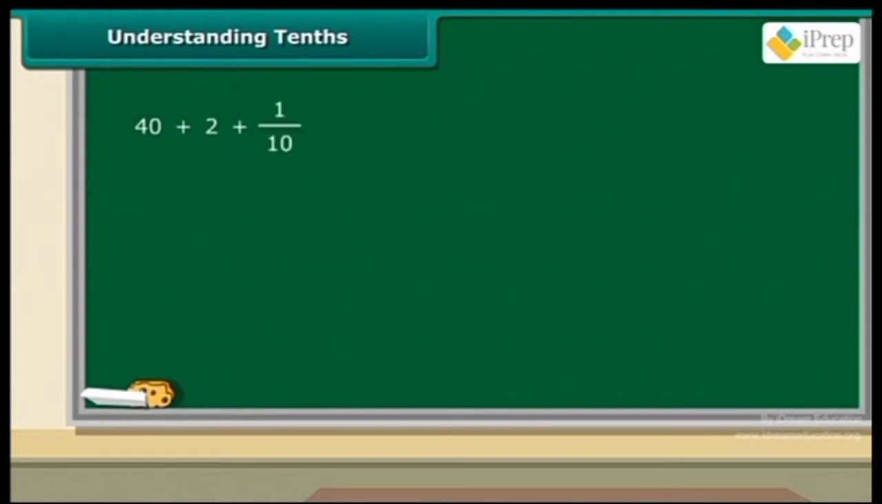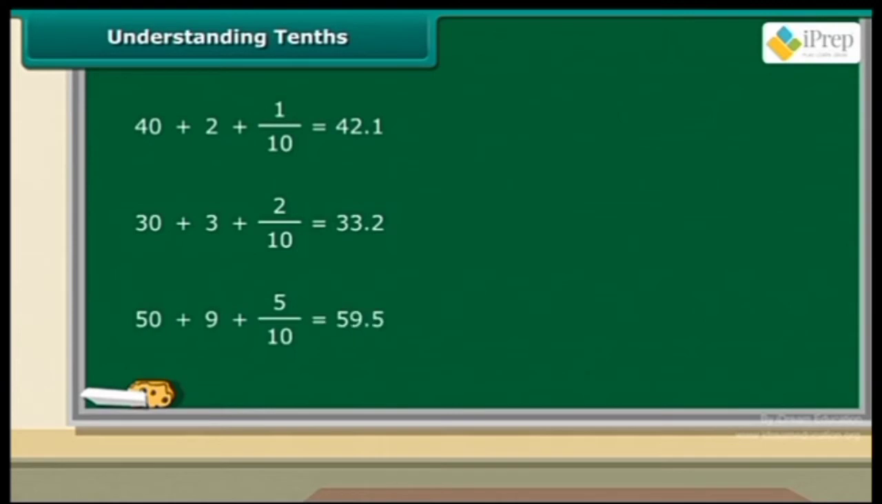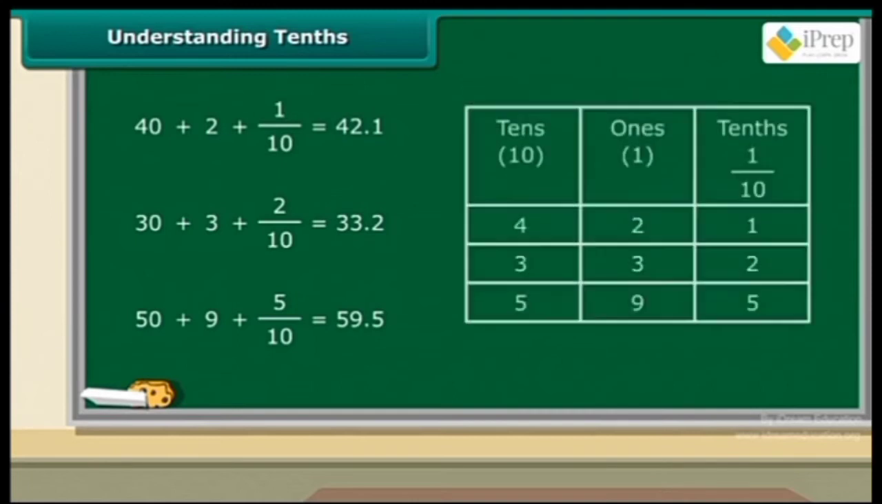Consider the example 40 plus 2 plus 1/10. You know that 40 plus 2 is 42. Adding 1/10 to it will make it 42.1. Consider another example. 30 plus 3 plus 2/10 will be 33.2. 50 plus 9 plus 5/10 will be 59.5.